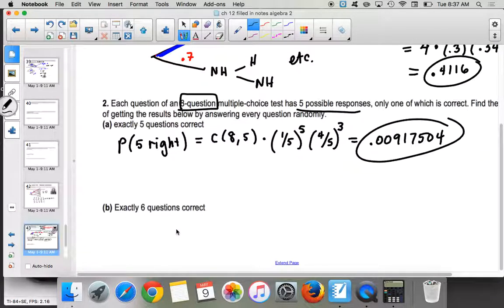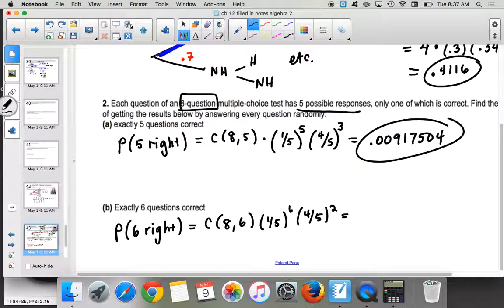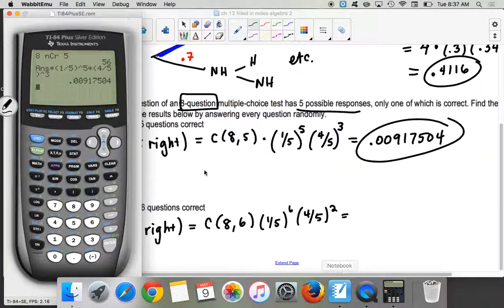So exactly 6 questions right. Well, it's the same process, but now we're going to do 8 choose 6, or you could do 8 choose 2. We have 1/5 to the 6th, and we have 4/5 to the 2. Do you think it's going to be more or less probability? Probably less, right? So we're going to do 8, math, nCr, 2. Oops, I don't know why I did 5 there. Or I could do 8 nCr 6. It doesn't matter. Both of them are the same. So see, if you did 2 or 6, we get 28 for both of them.